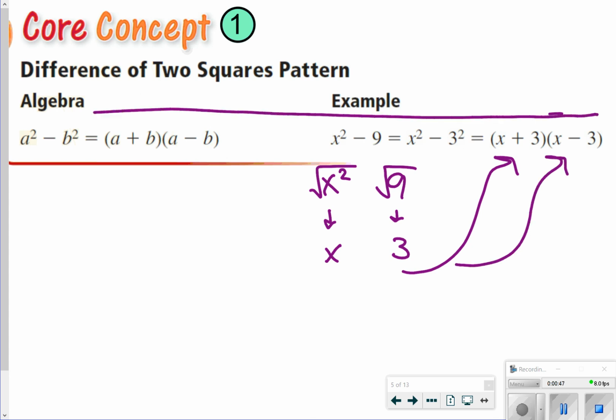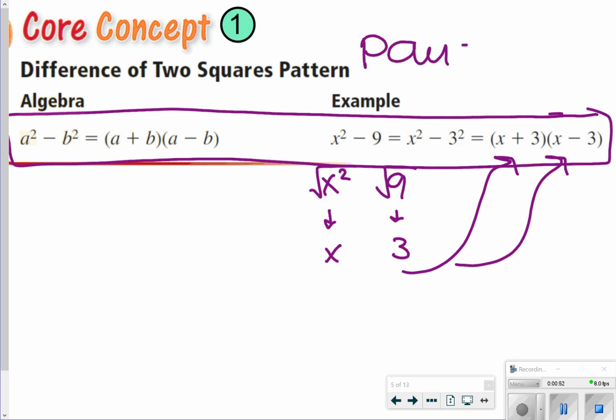I would go ahead and take the time now to pause and write these two examples down, and then once you're done, click play so you can see how it's done.